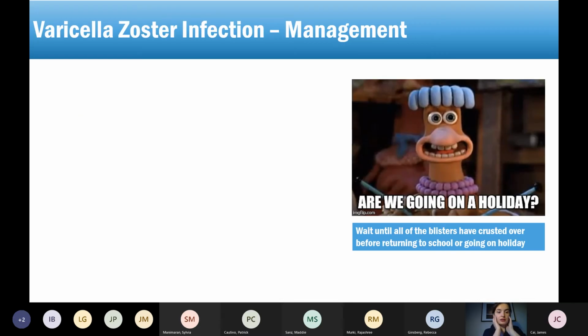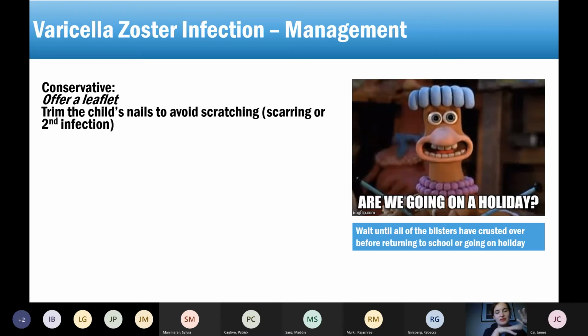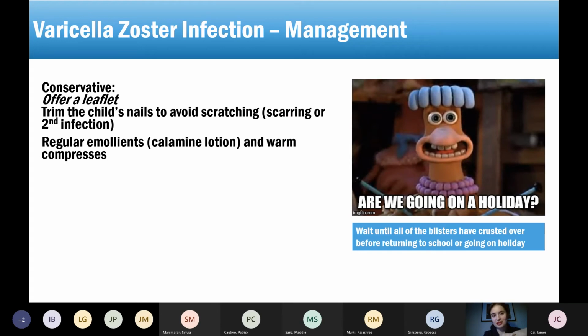If we go to the next slide, the management. The thing for OSCEs is always offer a leaflet. That was the big running joke in the year: offer a leaflet. You can advise them regarding the scratching. You can give them calamine lotion to reduce it, and also get them to cut their nails, because if they scratch them, they scar, and so you're really trying to prevent all that scarring on the child. And then, as I said, paracetamol or Calpol.